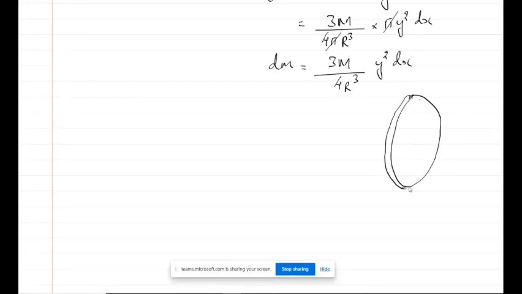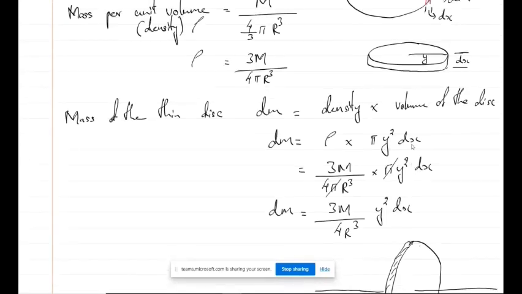So let's say that this is your disk, and it's spinning in this axis. The axis is this way, going through it. That's how this is spinning.